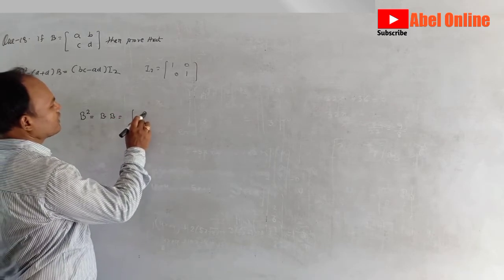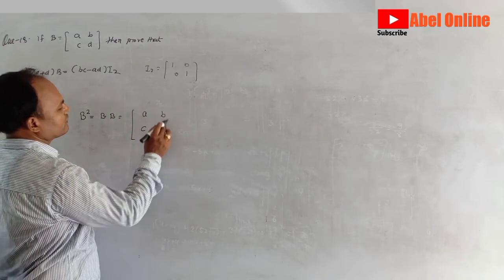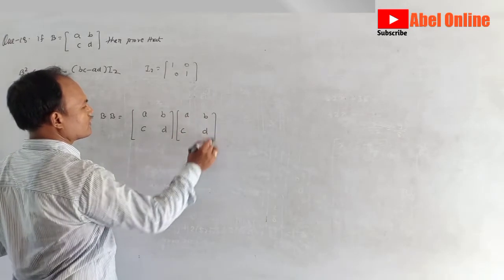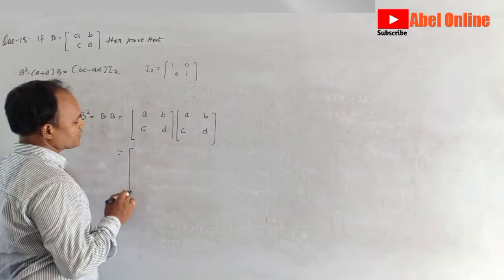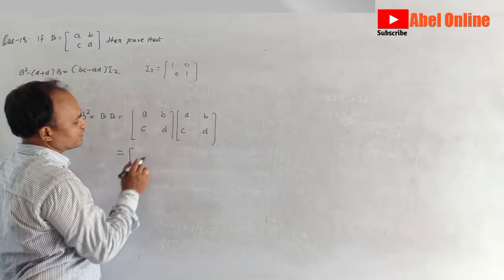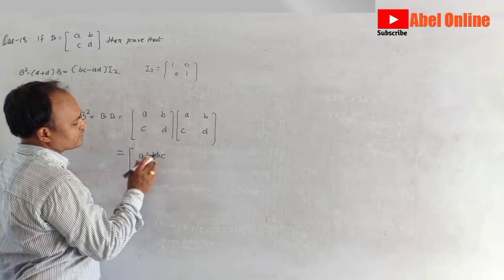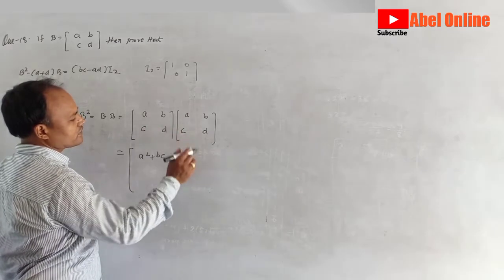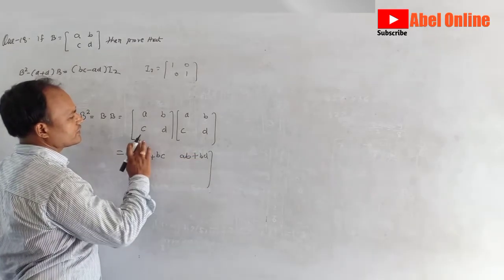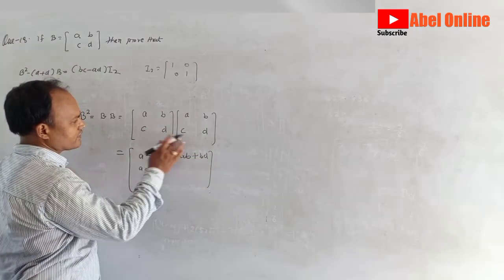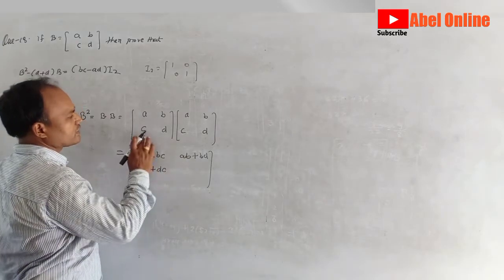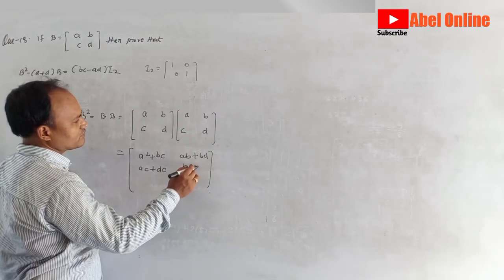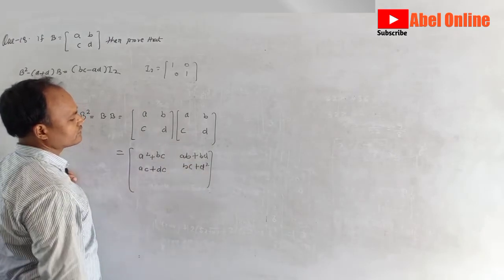B is the matrix [a b; c d], and the other B is the same, [a b; c d]. When we multiply, a multiplied by a gives a square plus bc. Next, it is ab plus bd. Next, it is ac plus dc. And the last is bc plus d square.